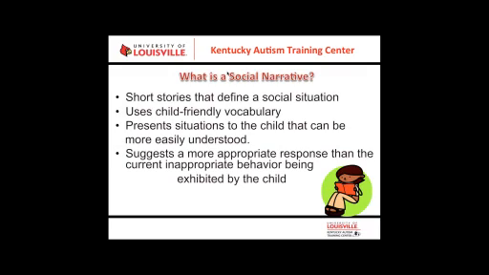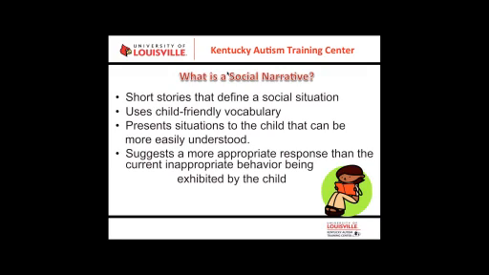Social narratives are simply short stories that define a social situation. You're going to want to use child-friendly vocabulary that they're going to understand, and make sure to present situations to the child that can be more easily understood. So make sure that you consider not only their language, but maybe pairing that with visual supports, in terms of pictures of them doing the activity or pictures of the environment in which those behaviors may occur.